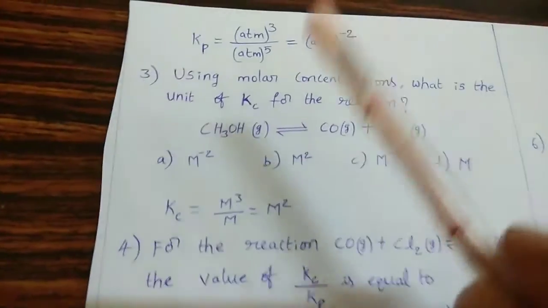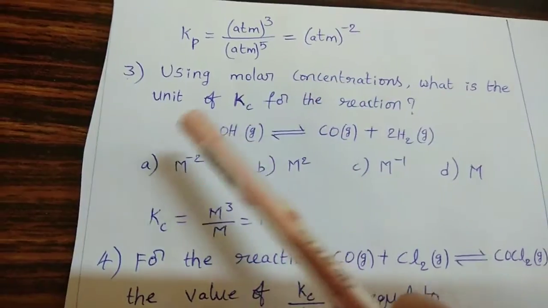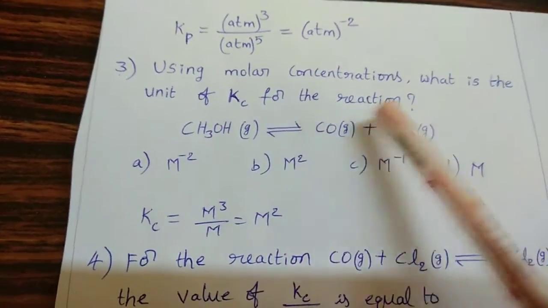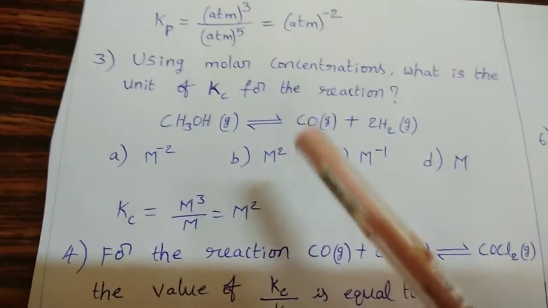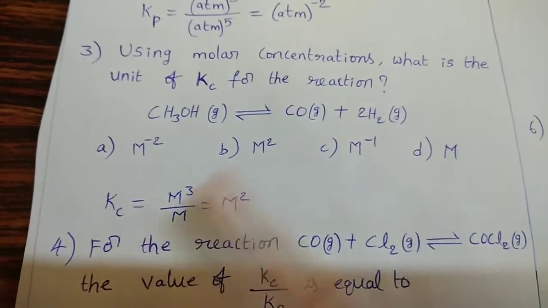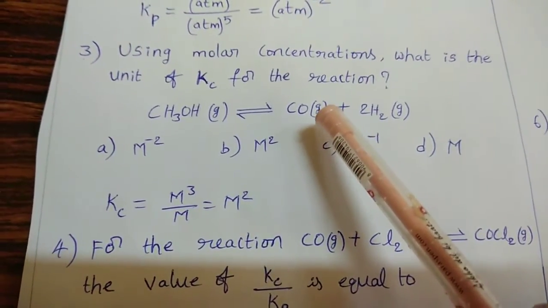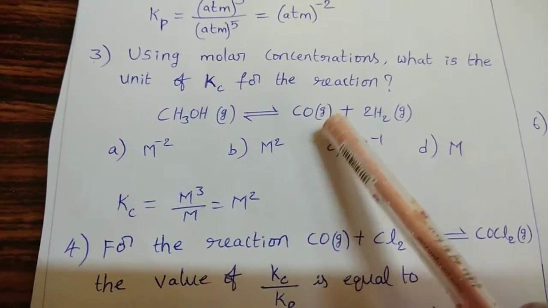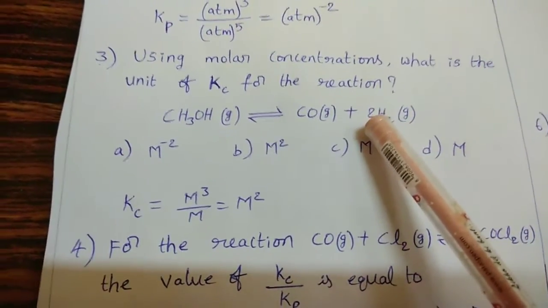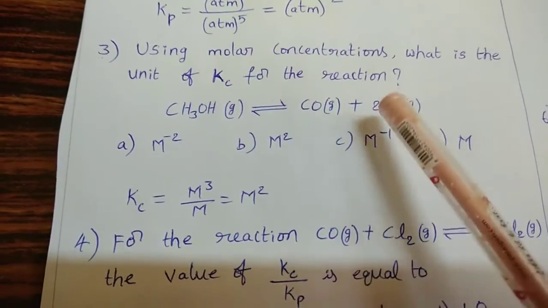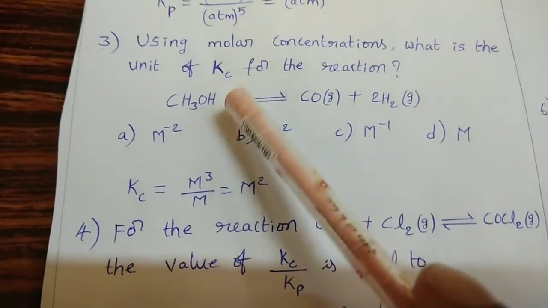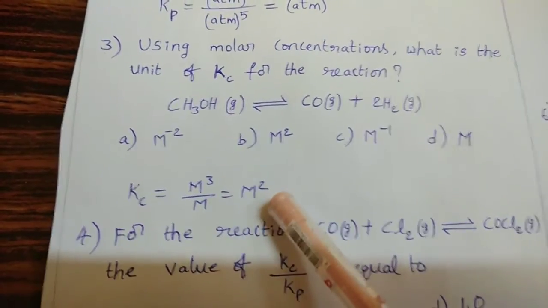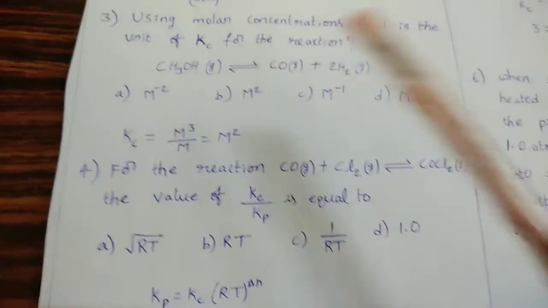Okay, see the next one. Using molar concentrations, what is the unit of Kc for the reaction? This reaction is given. Kc units we want. Kc equals molar concentrations of this into molar concentrations of this. So for this, let it be M. Here coefficient 2, so we get M square. M into M square means M power 3 divided by M. So finally M square. Option B is the answer.